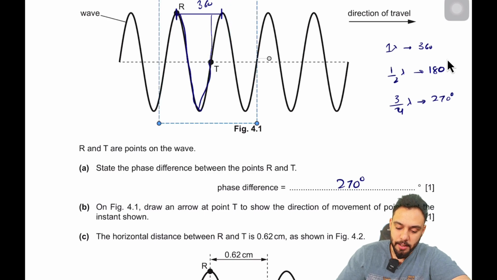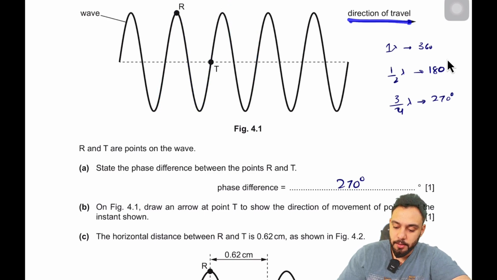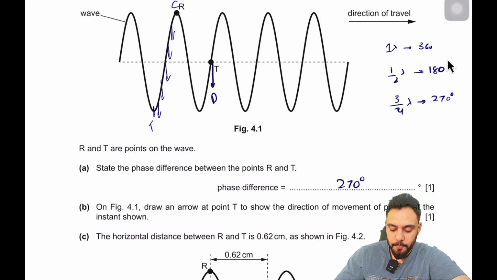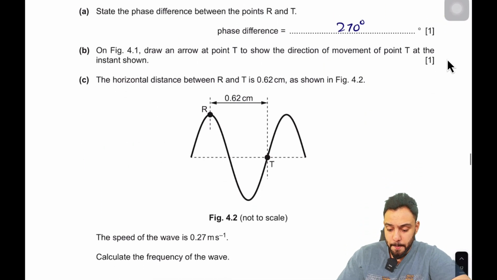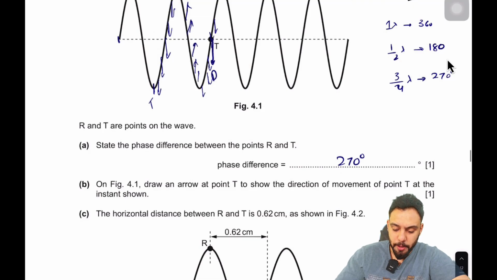So since the direction of travel is to the right, the direction of movement at point T would be downwards. So from trough till crest, all points always have the direction downwards. So the direction is going to be downwards. From crest till trough, the direction is upwards. So it always goes like this. Moving on. Just required to make one arrow over here.